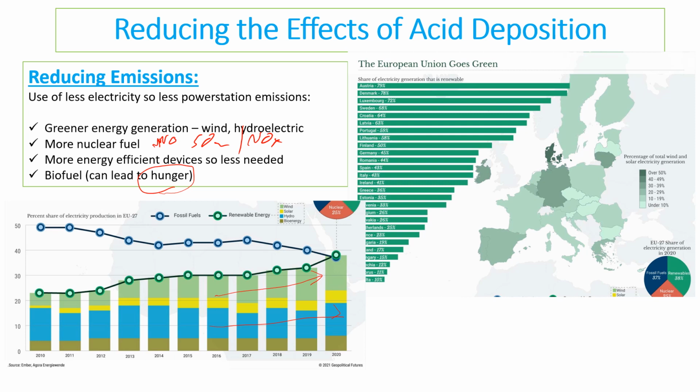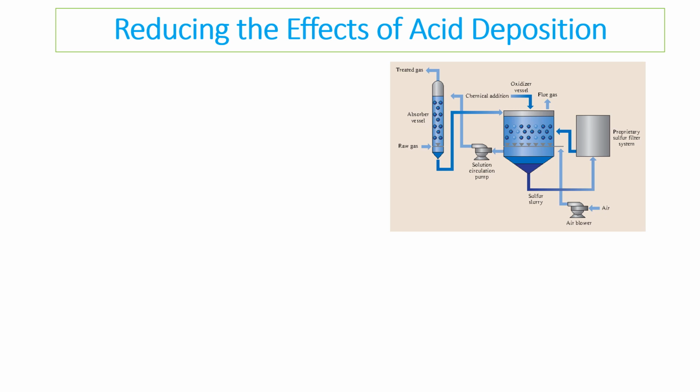And you can see here electricity generation that is renewable across Europe. Austria now have 79%, okay, and you can see a high number, and obviously if one country is doing this, the other countries will tend to move that way as well. Now, how can we reduce the effects?